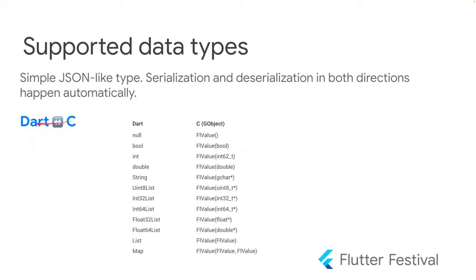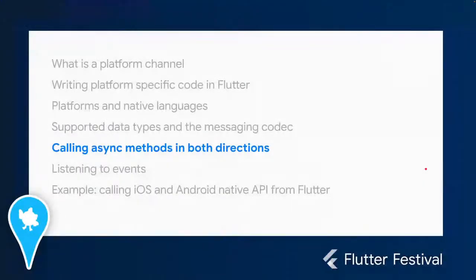And here's another example, Dart and C. For example, null in Dart, we get a G object of type FlValue. All right. So how do we call the methods in both directions, from Flutter and from native?